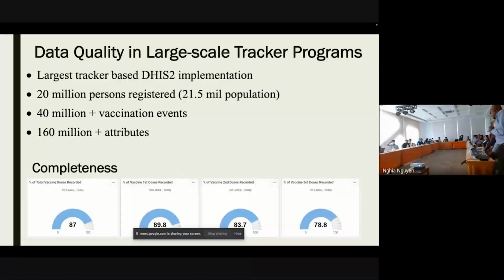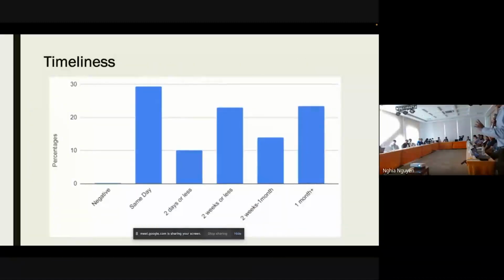And then interestingly, we also looked at timeliness, right? In this large scale tracker, we are looking at how much data was entered in real time. What do we mean by real time? It means in the vaccination center, people are actually entering data into the tracker program. Mind you, these are mobile vaccination centers.